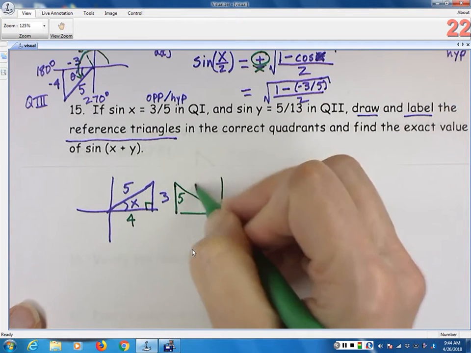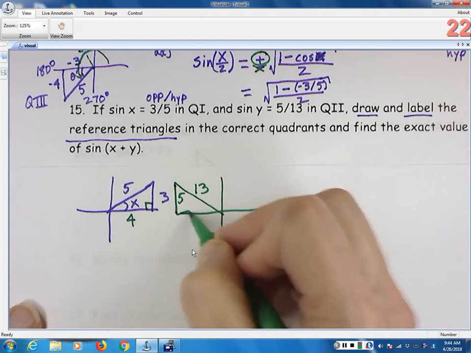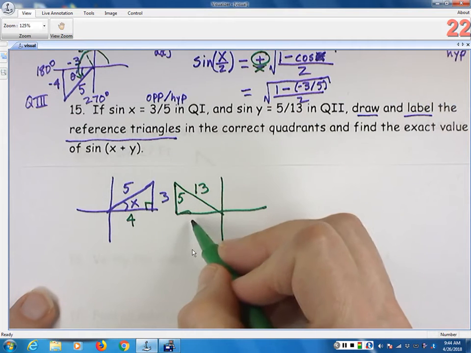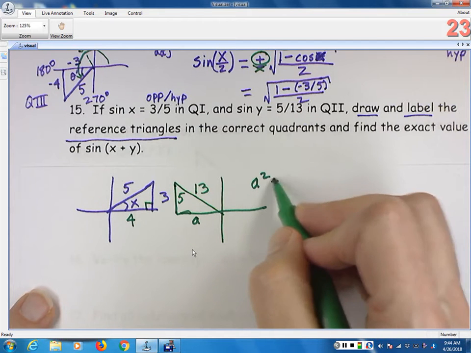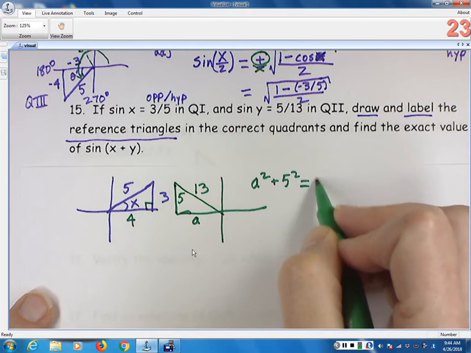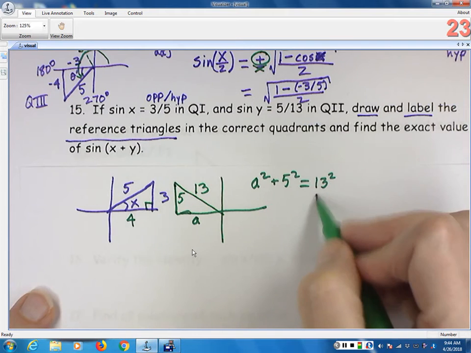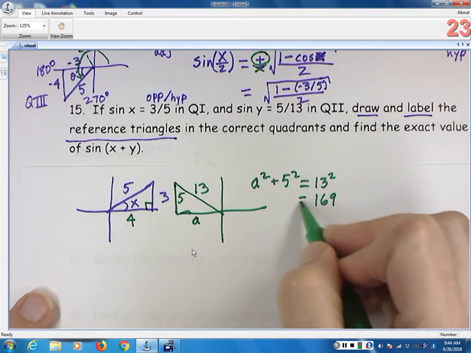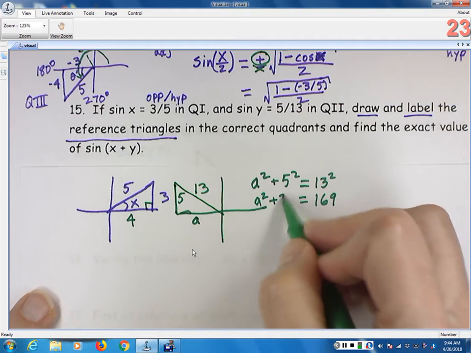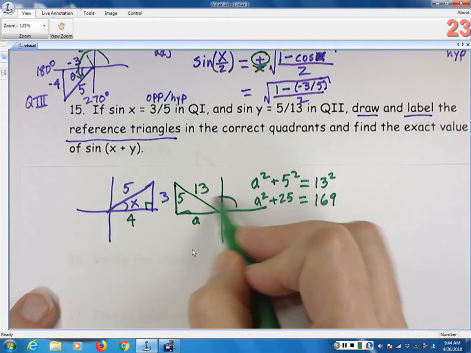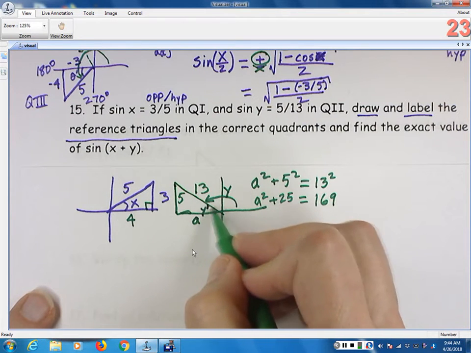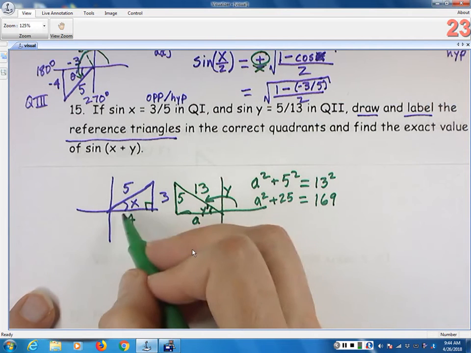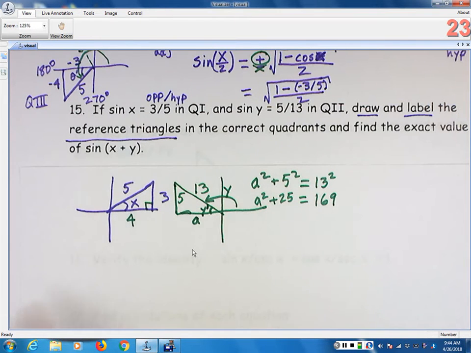So this is not to scale. Okay. And you can find side A here by A squared plus 5 squared equals 13 squared. That's 169. A squared plus 25. But this is angle Y. So this would be Y prime, the reference angle. This is X, its own reference angle.